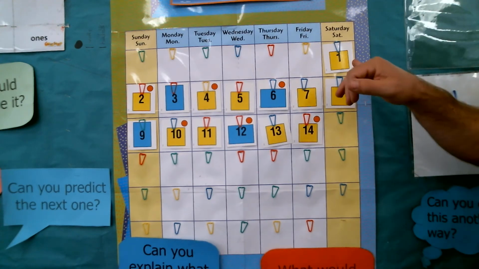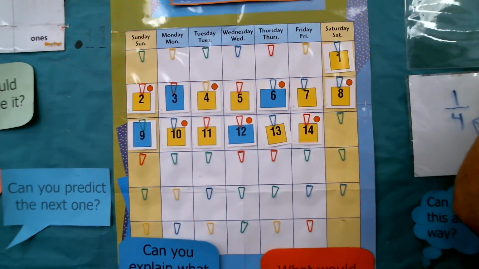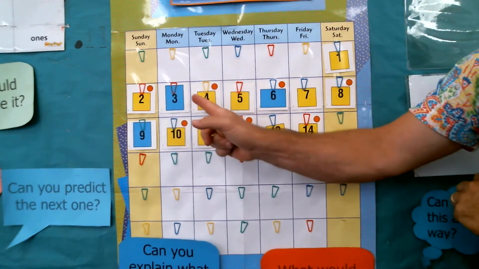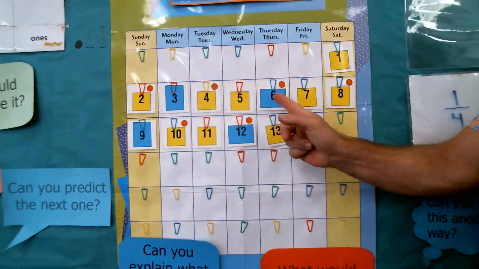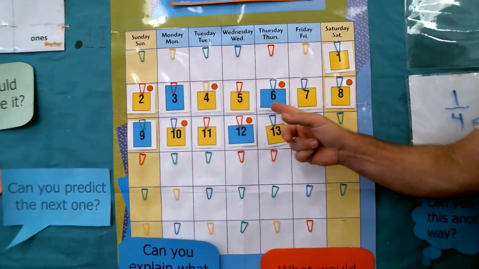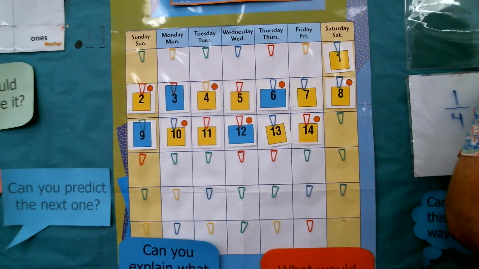Well, let's see. I already did 1, and 2, 3, 4. No, there's a difference. What about 2? 2 times 1 is 2. 2 times 2 is 4. Oh, okay, so there's a pattern. 2 times 3 is 6. Uh-oh. There's yellow, yellow, blue. So that can't be the pattern.